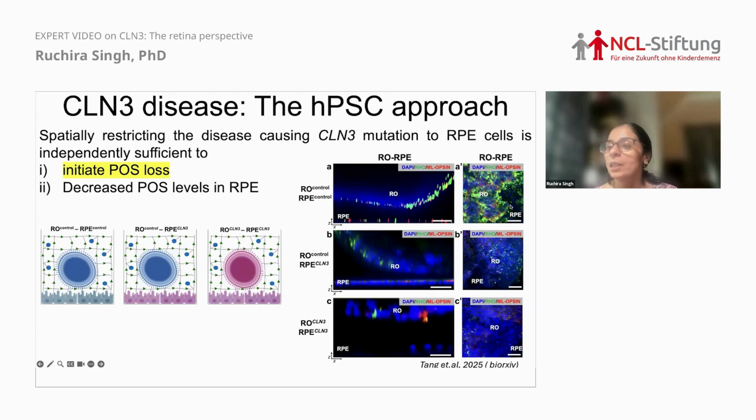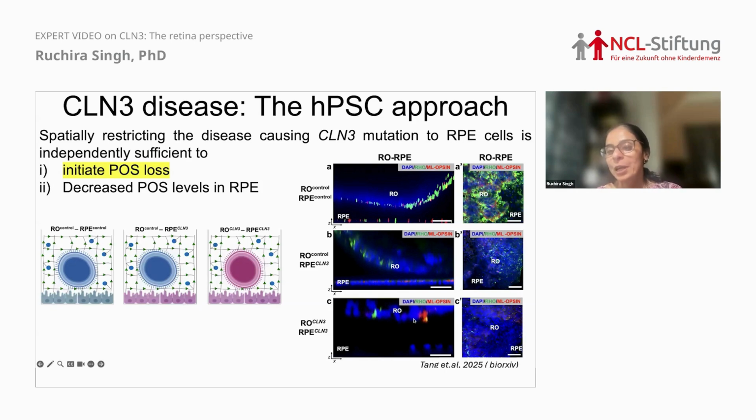And you have, again, in a different view. And if you can see here, you would see that in just having the mutant RPE, there's a degeneration, their outer segments are gone, and there's nothing for RPE to phagocytose anymore.